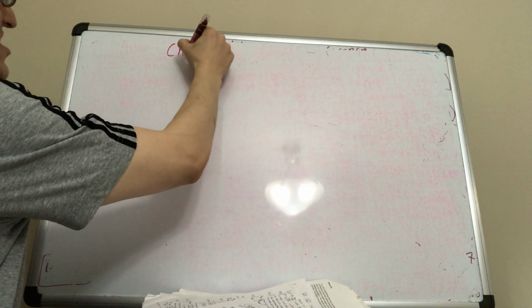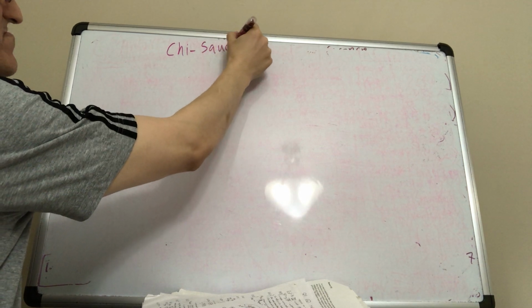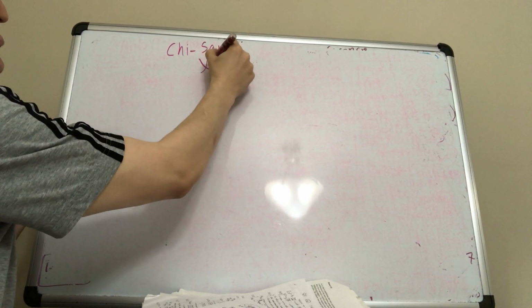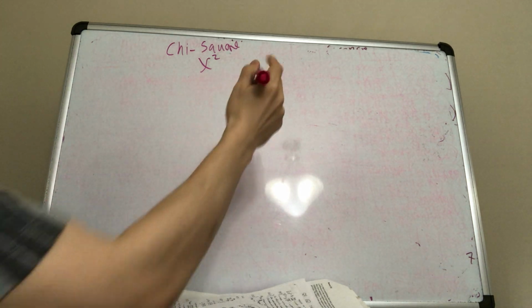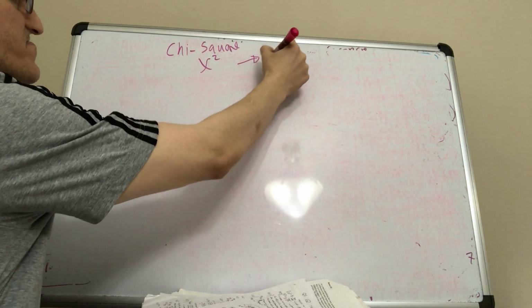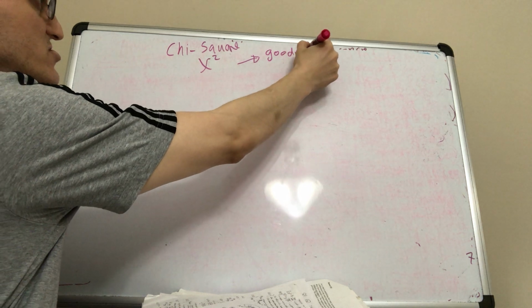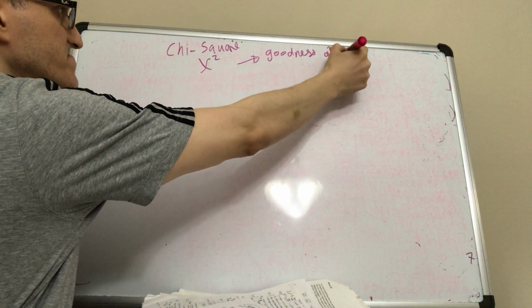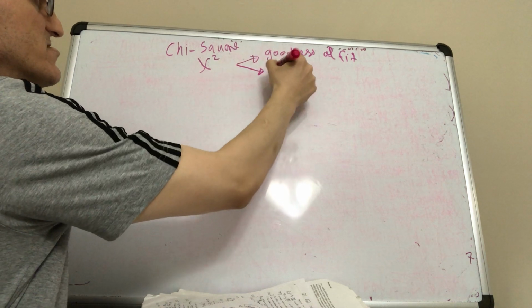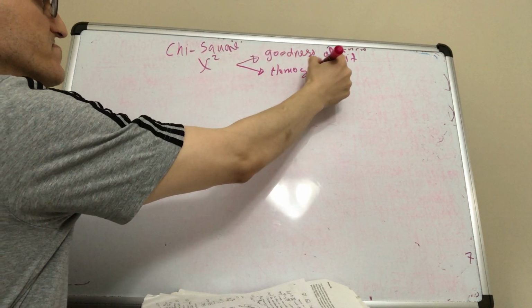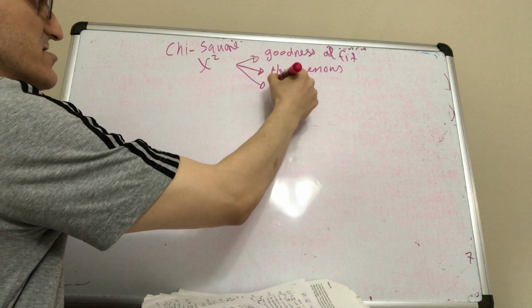Okay, so we're gonna do this assignment, the new assignment, based on the concept of chi-square, and the symbol we use is like this. And there are three types: goodness of fit, there is the homogeneous, and there is the independence.